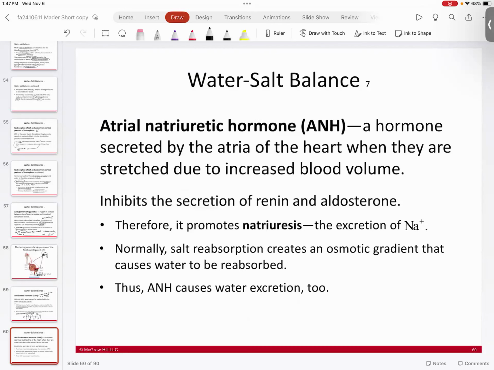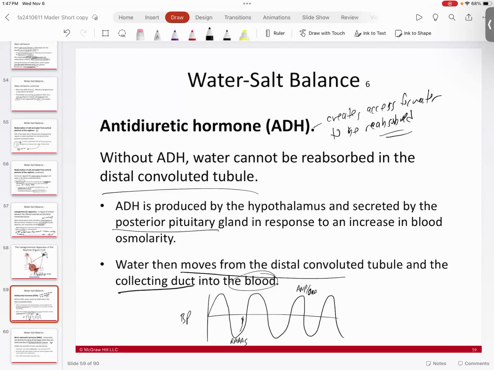It's a peak reflex. So ANH or ANP, atrial natriuretic peptide or hormone, you can see it in two different ways in different books. This is basically a hormone that's going to be secreted by the atria of the heart. And so ultimately, when you have an increased blood volume, that basically means high blood pressure. That's where our peak is, right? So that's basically where we are. We're at our peak. We have high blood pressure.